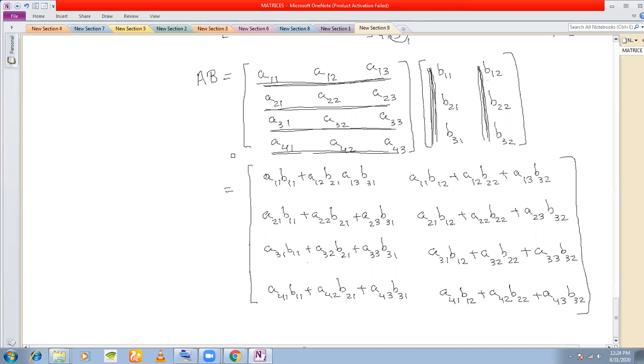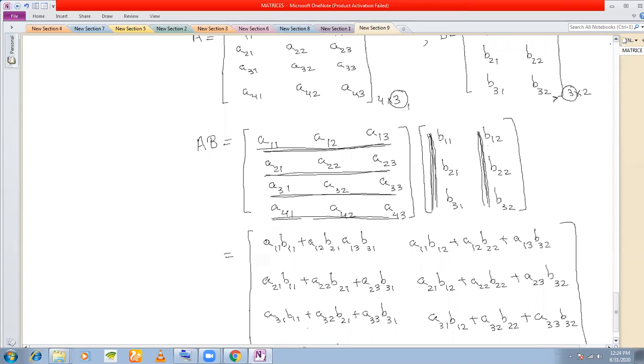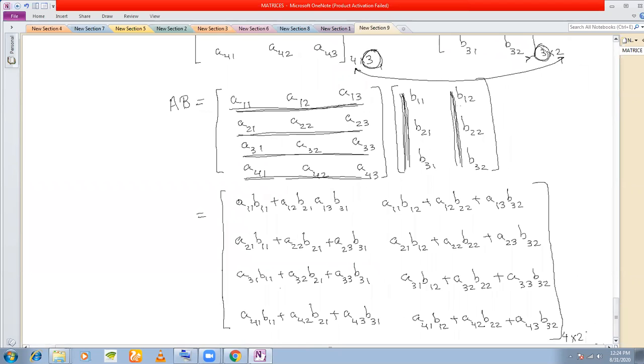And what is the order of the resulting matrix? It has 4 rows and 2 columns. So as predicted earlier, when the two matrices are 4 by 3 and 3 by 2, the resulting matrix should be 4 by 2, and that is what I have got, a 4 by 2 matrix here.